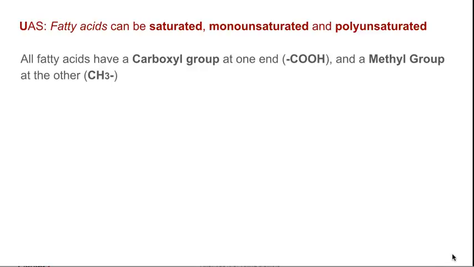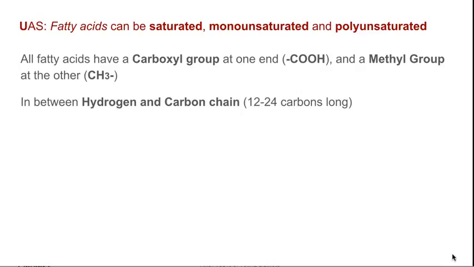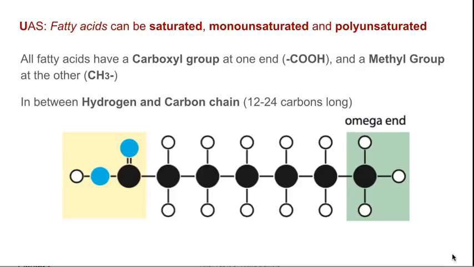All fatty acids have a carboxyl group at one end. So this is the characteristic end which has a carbon bonded to an oxygen and also bonded to an OH group, an alcohol. And at the other end we have a methyl group, which is our carbon bonded to 3 different hydrogen atoms. In between these two ends, the carboxyl and the methyl, we have a long chain of simply carbon and hydrogen. Now this is between 12 and 14 carbons long.